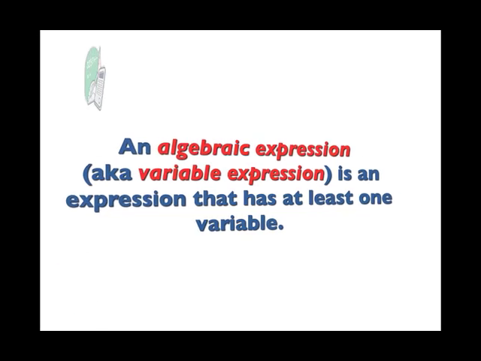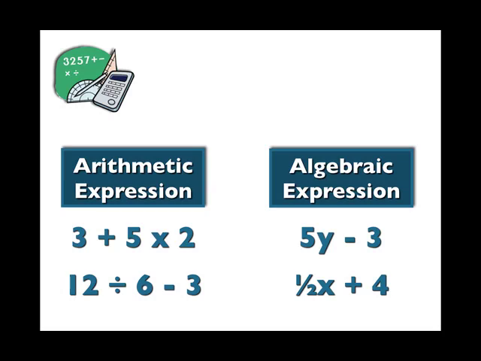So here's examples of an expression that's an algebraic expression and a couple that aren't. If you look on the left-hand side, you'll see there's no variables. It's just 3 plus 5 times 2, or 12 divided by 6 minus 3. No variables. That's just arithmetic. On the right-hand side, we have algebraic expressions, like 5y minus 3, and 1/2 times x plus 4. So when the expression includes at least one variable, it's an algebraic expression, or a variable expression. When it doesn't, it's just an expression that only deals with arithmetic.